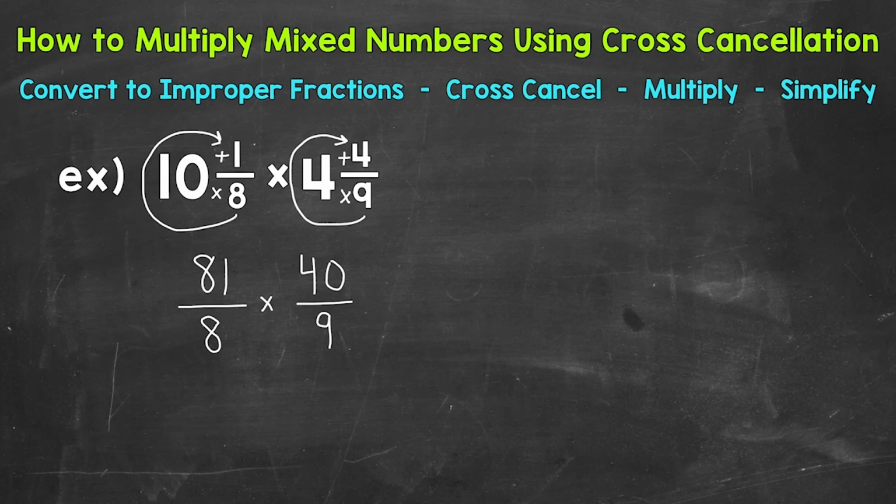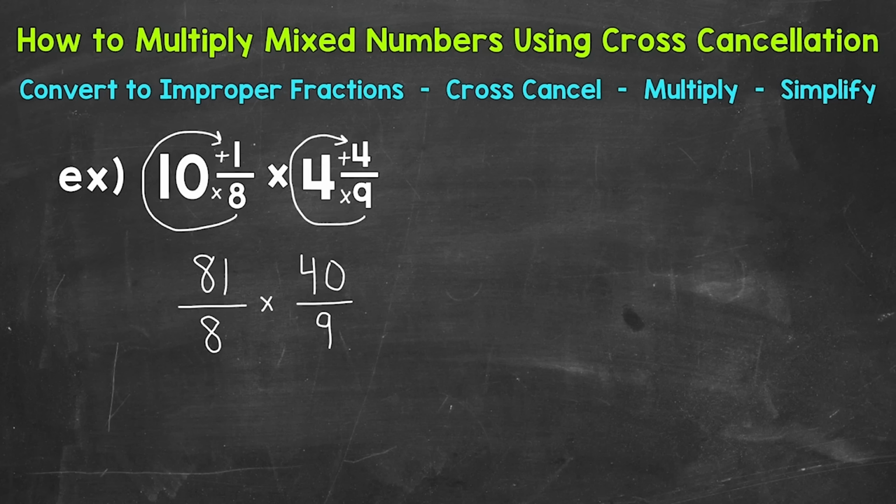At this point, we can multiply straight across. So we can do 81 times 40 and then 8 times 9. But we can use cross cancellation, and this is a way to simplify fractions before multiplying. It gives us smaller and easier numbers to work with, therefore a simpler problem to solve. We cross cancel by looking for common factors between the numerators and denominators, so the top and bottom. Think of it as simplifying fractions, but we can look diagonally as well.